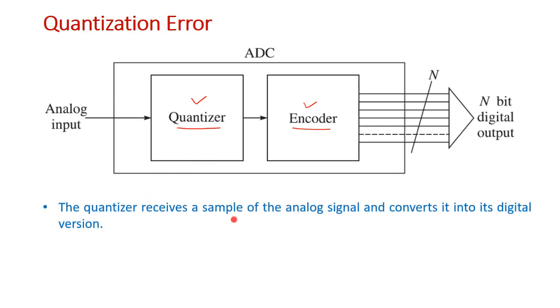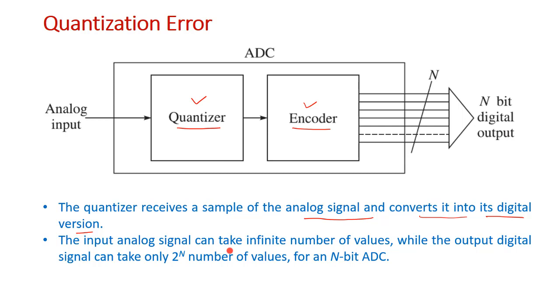The quantizer receives a sample of analog signal and converts it into its digital version, right? This is the function of the quantizer, and then it is fed to the encoder and it gives an encoded signal in the output. So the input analog signal can take an infinite number of values, right? While the output digital signal can take only 2 to the power n number of values, right? Because this is the n-bit ADC, so therefore it can only take 2 to the power n number of values for an n-bit ADC, right?